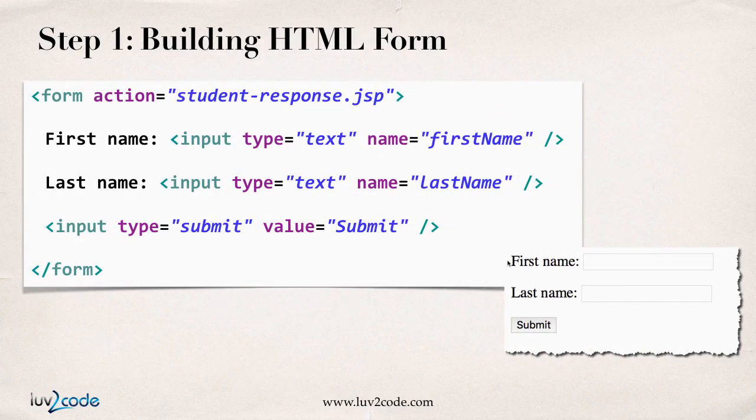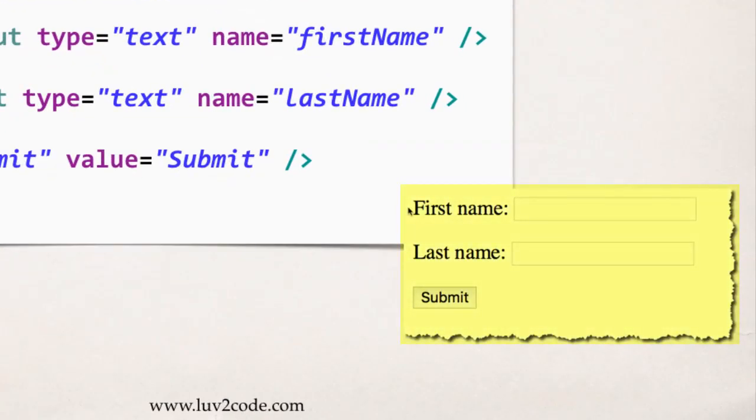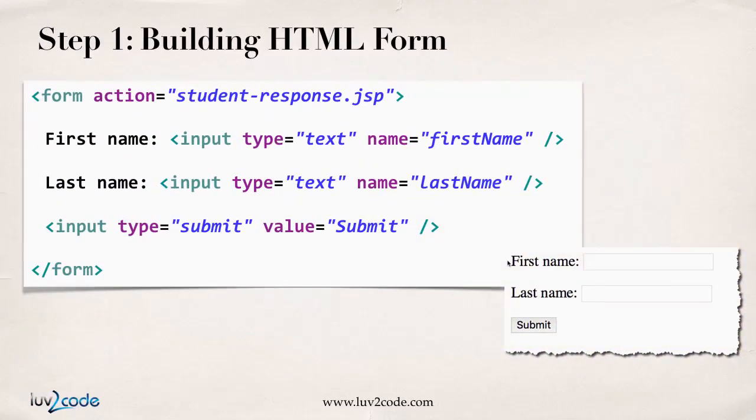So here's the coding for the HTML form. Again, we want to have an HTML form for the first name and last name along with the submit button. When you build an HTML form, you start off with the form tag, and then you specify the action. You're basically telling the system where to send the form data. So we're telling the system here, send the form data to studentresponse.jsp.